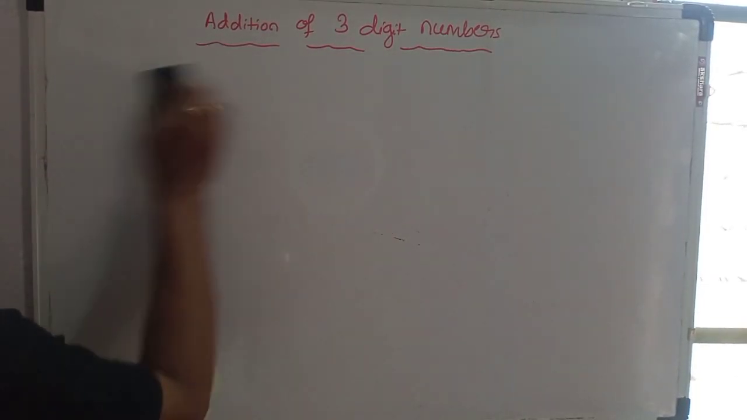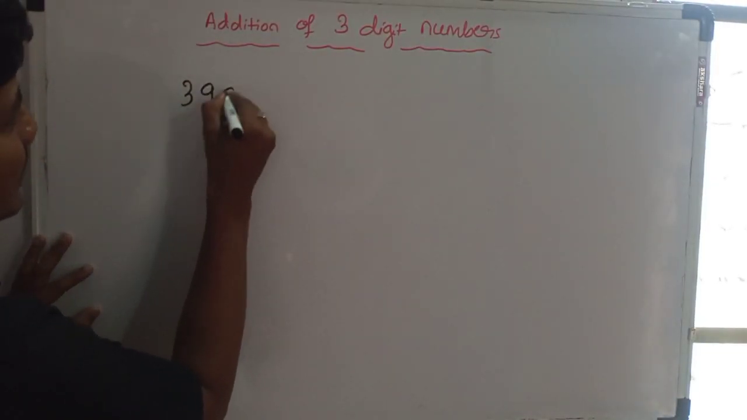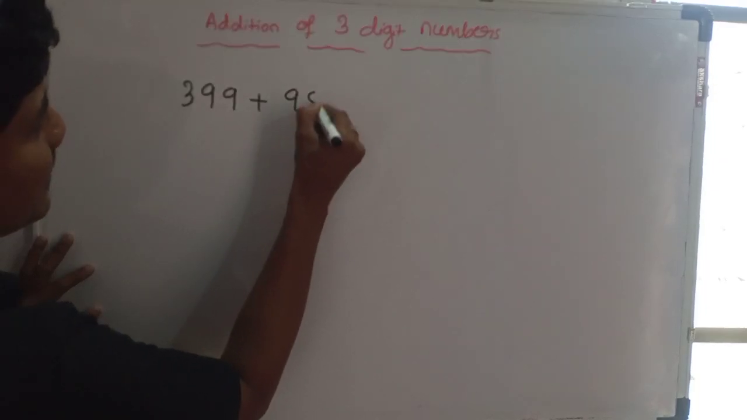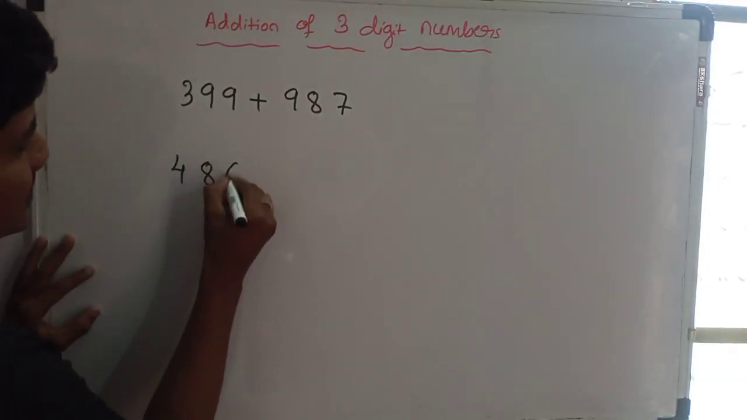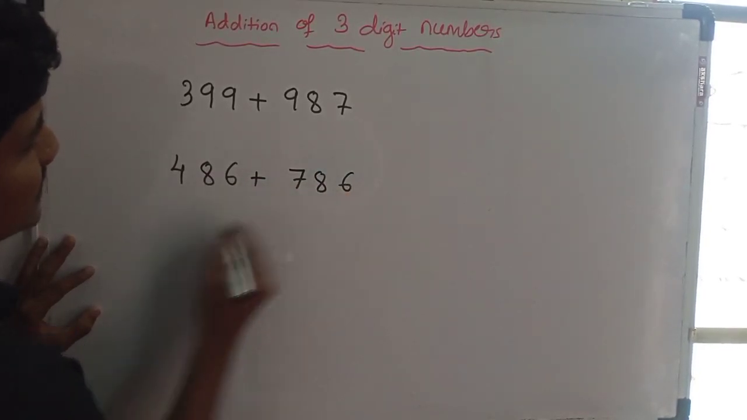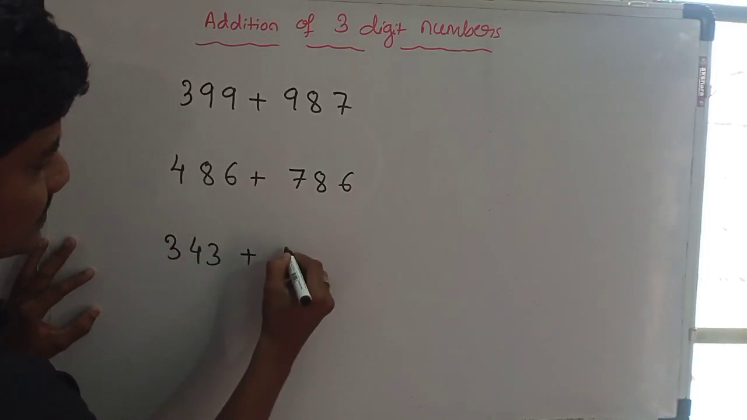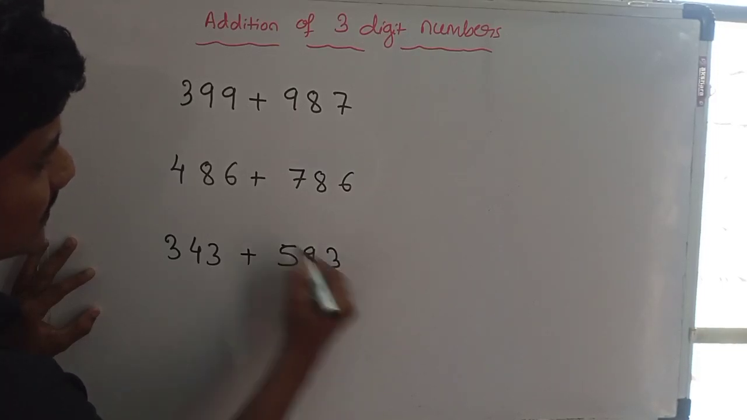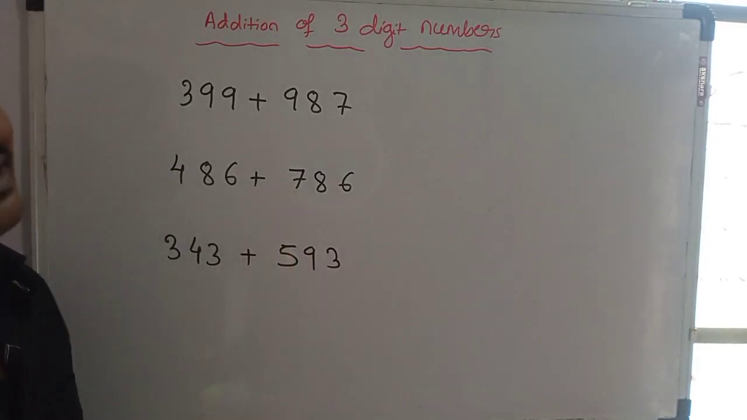Let's learn about the next set of numbers. I'm taking the next set of numbers: 399 plus 987, 486 plus 786, 343 plus 593. Let's add these numbers.